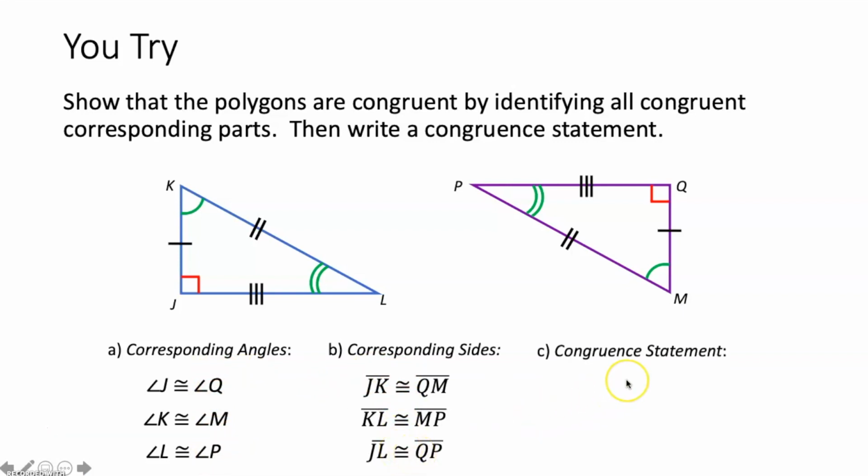Therefore, we can create a congruent statement and say that triangle JKL is congruent to triangle QMP. Don't forget, order matters. The reason we stated it in this order is because angle J is congruent to angle Q, angle K is congruent to angle M, angle L is congruent to angle P, segment JK is congruent to segment QM, segment KL is congruent to segment MP, and segment JL is congruent to segment QP. There's a reason it's in this order. Make sure you know order matters.